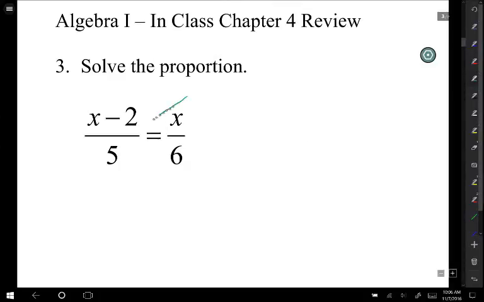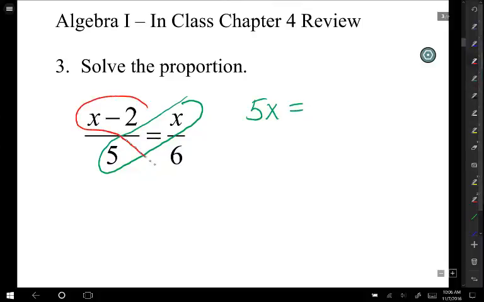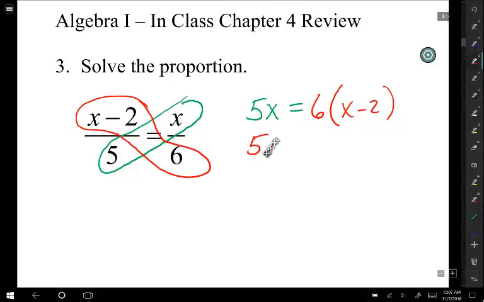Here we go. On this diagonal, what do we have? 5x, right? Now, here's the hard part. 6 parentheses x minus 2. Who feels comfortable distributing? Go ahead. Go. It'd be 6 times x. Mm-hmm. And 6 times -2. Okay. All right.